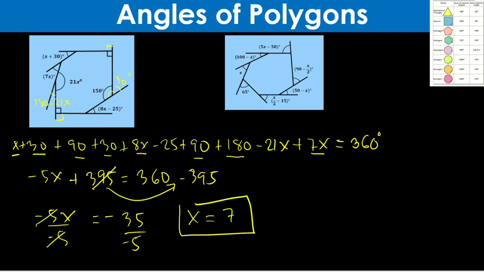So x is 7. Now if you want to get each of the angles here, this one is equal to 49 degrees. 7 times 7 is 49 degrees. And this one times 7 here, that's 147 degrees. And okay, you can continue here. This is 56 minus 25, which is 31 degrees. Okay, and here 7, this is 37 degrees.